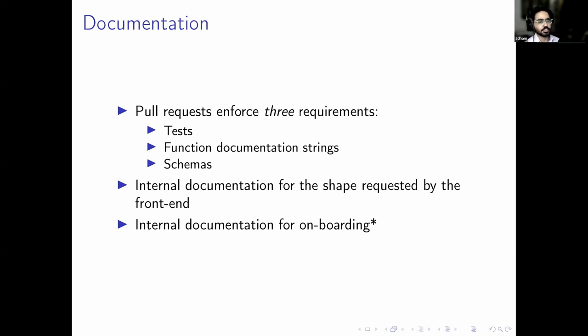Our internal documentation includes everything from the shape of the data requested by a frontend. So there is this communication step, where the frontend says, hey, we want to display this bar chart, we want this key to have data of this shape, so just have it in that shape and serve it. This is internally documented, and we have some internal documentation for onboarding. The asterisk is because we are planning on making that documentation public.